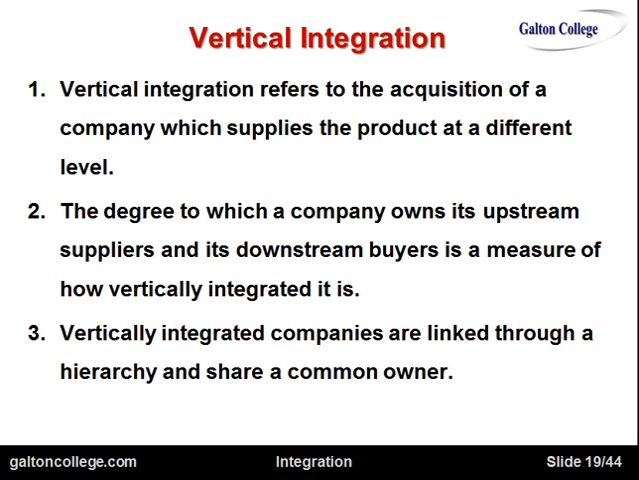So a vertically integrated company would be a large company. So there'd be many parts to the hierarchy, looking at each of the sections of the business, each of the divisions of the business, let's say. And it would have a common ownership. One person or one group of people would own it. The shareholders, perhaps, for the holding company.